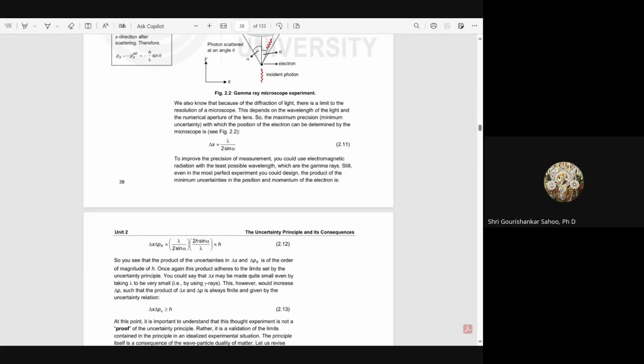Suppose I have given you a task: measure the position and momentum of the electron. So when you want to measure the position of the electron, what will we do? Anybody else?